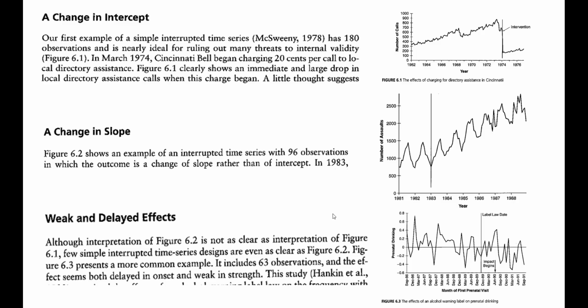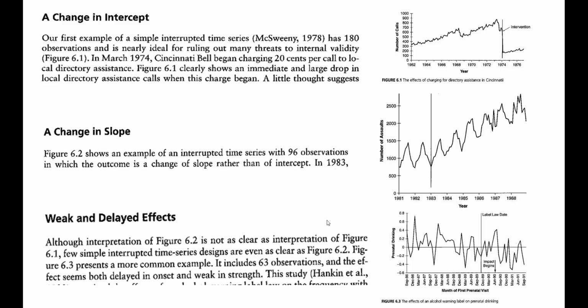And then on the bottom, we have an example of weak and delayed effects. Although interpretation of figure 6.2 is not as clear as interpretation of figure 6.1, few simple interrupted time series designs are even as clear as figure 6.2. Figure 6.3 represents a more common example. It includes 63 observations, and the effect seems both delayed in onset and weak in strength.